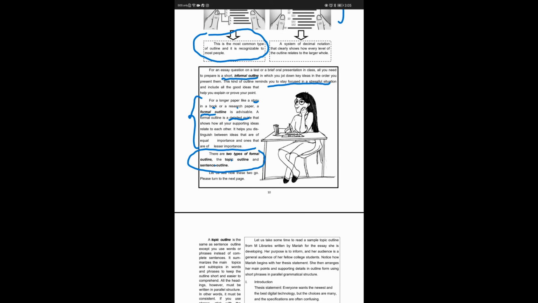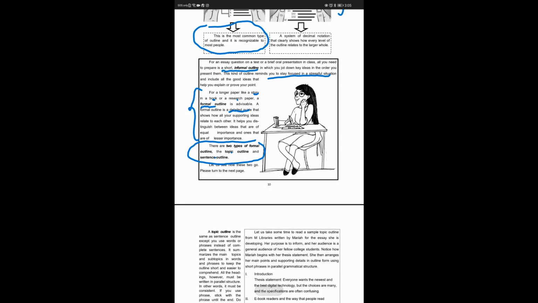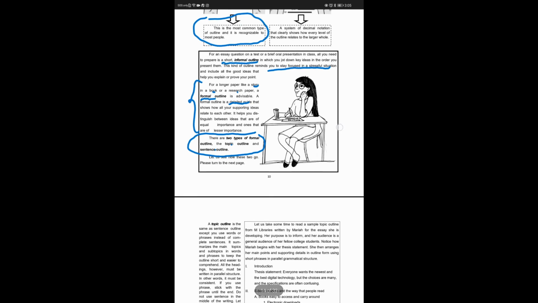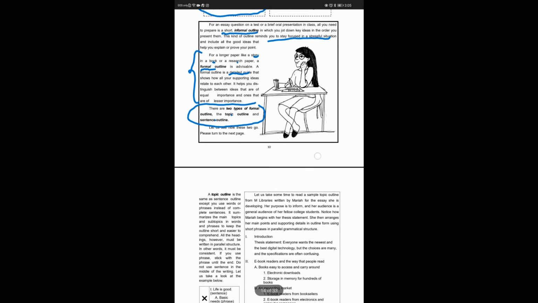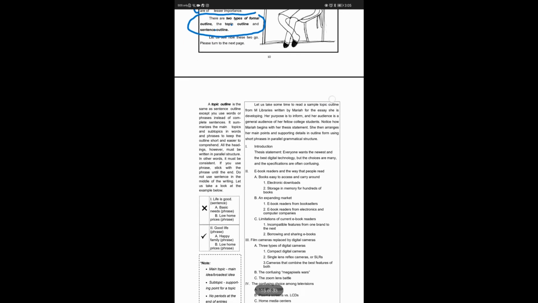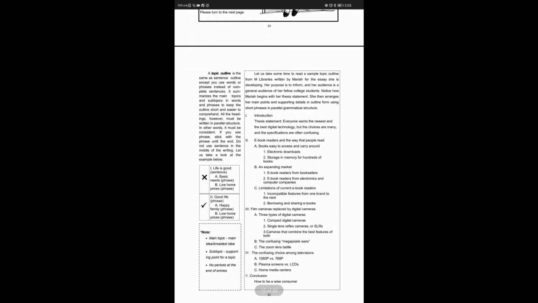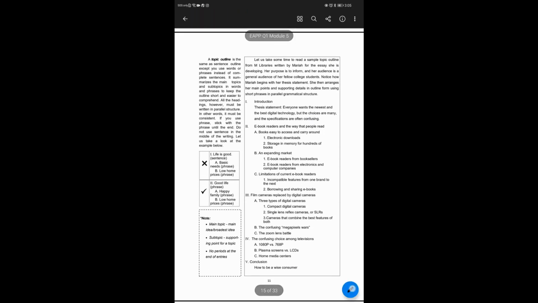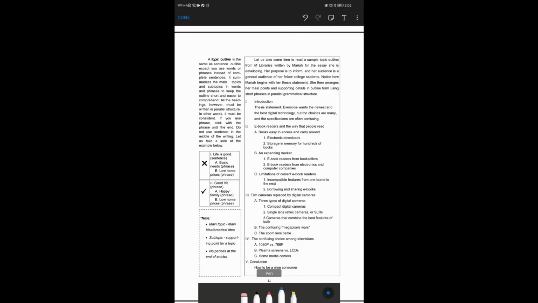At when we talk about formal outline, there are two kinds of formal outlines. We have the topic outline and the sentence outline. Maybe some of you are already aware of this, but this is very easy to understand. Kapag sinabi nating topic outline, from the word topic, you don't put a lot of information. You just give the topic. Okay? That's why it's called the topic outline. So, a topic outline is the same as sentence outline, except you use words or phrases instead of complete sentences.